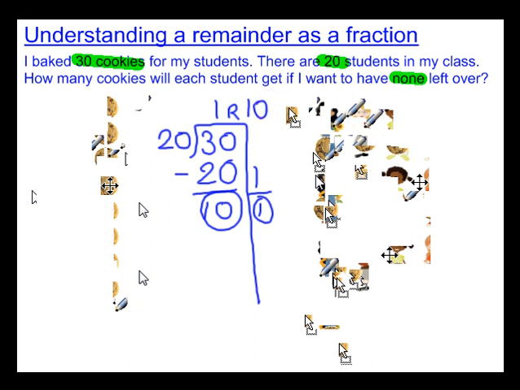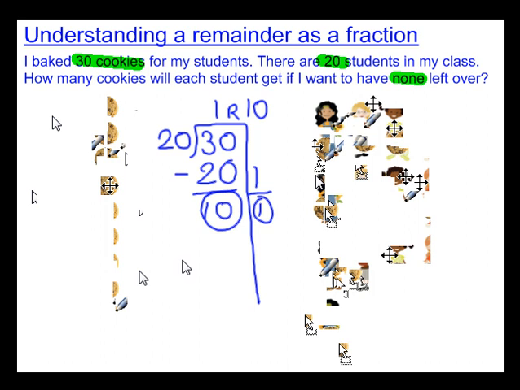Okay, but seriously, that might work for a written question where it's not real life. Would that work in real life? Can you imagine 20 students in your classroom? They each eat one cookie, and on the plate they see 10 more cookies. Are they going to be satisfied? I don't think so. So what do you think you would do?